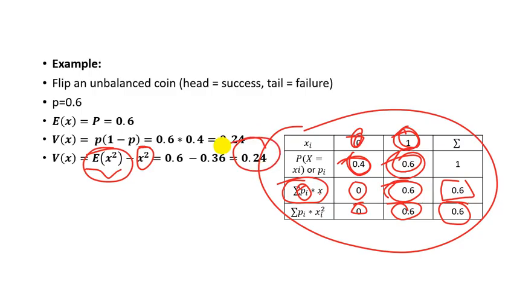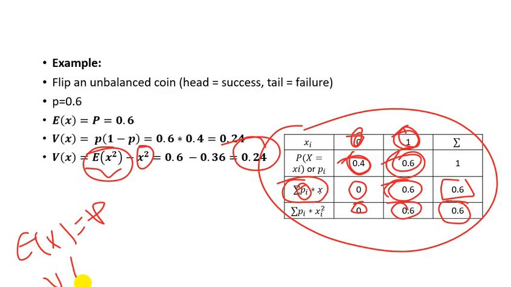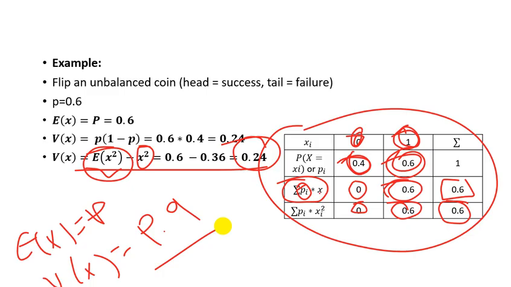So from now on, when you know that this is a Bernoulli, there is no need to use a table, etc. To find E of x, the expected value, just say it is p. To find the variance, there is no need to make this calculation, just say it is p times q. Now let's see how the binomial distribution works.